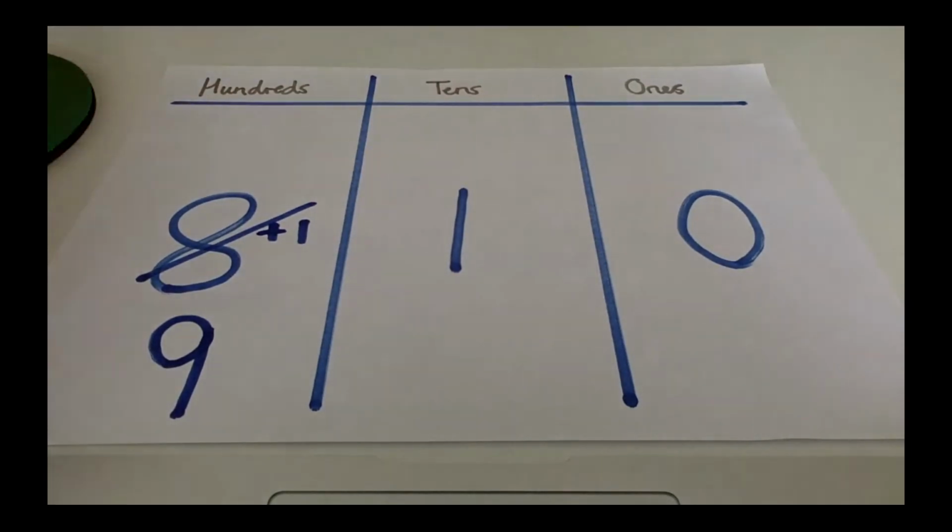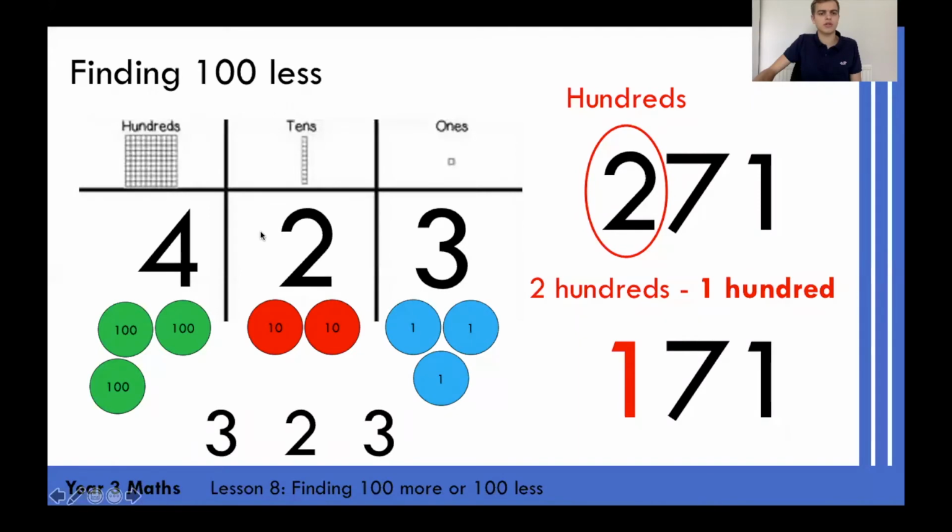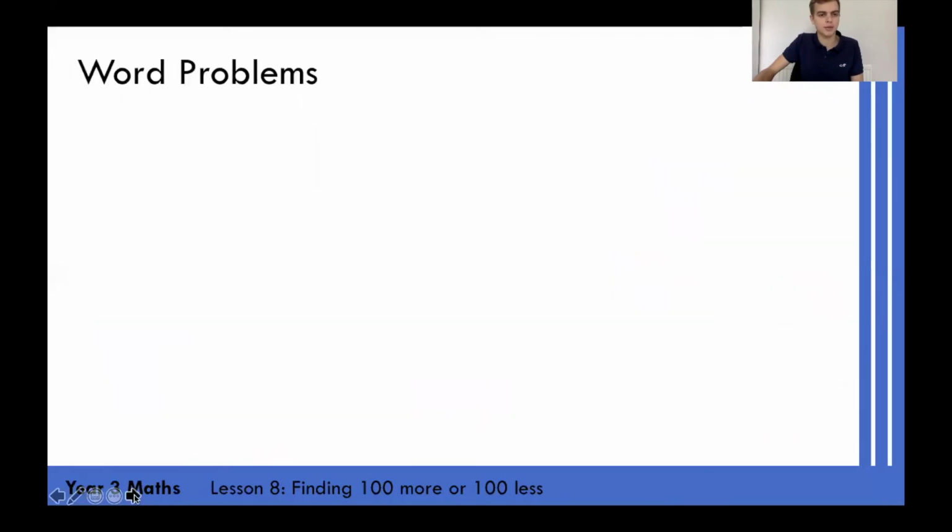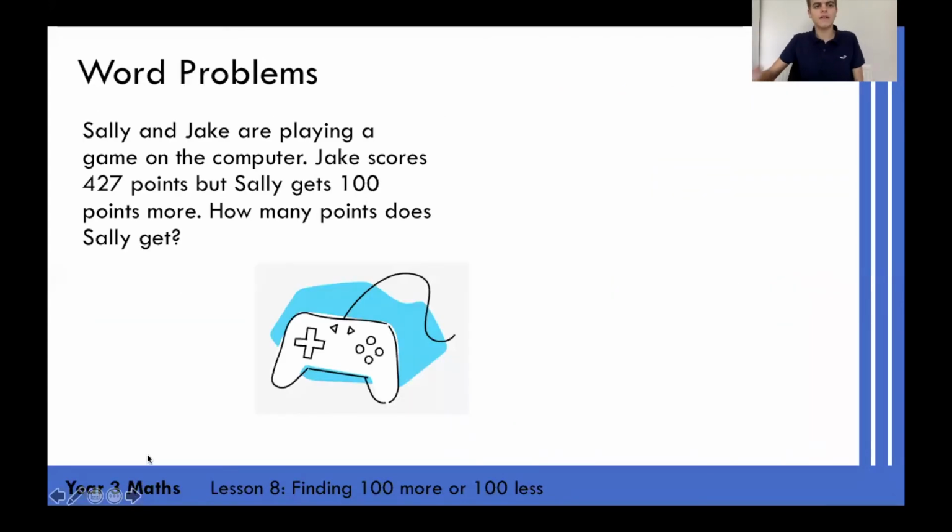Really, really good job. Okay, let's have a look then at finding 100 more, 100 less, but this time in word problems. So here we go. Fantastic. Sally and Jake are playing a game on the computer. Jake scores 427 points. Wow. But Sally gets 100 points more. How many points does Sally get?